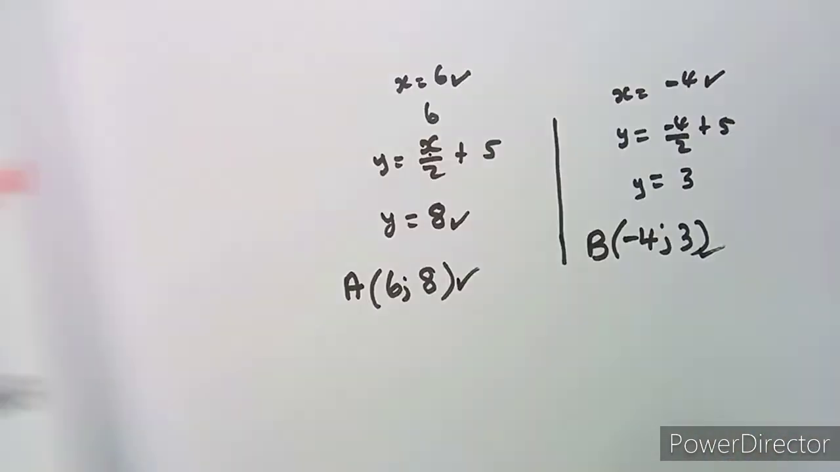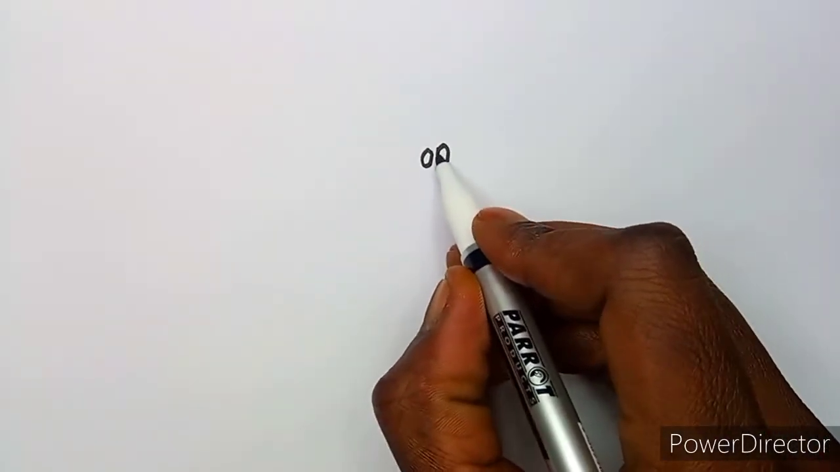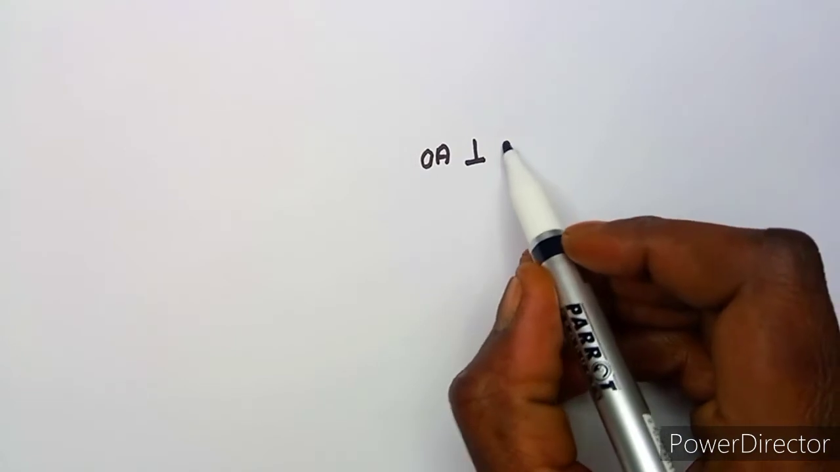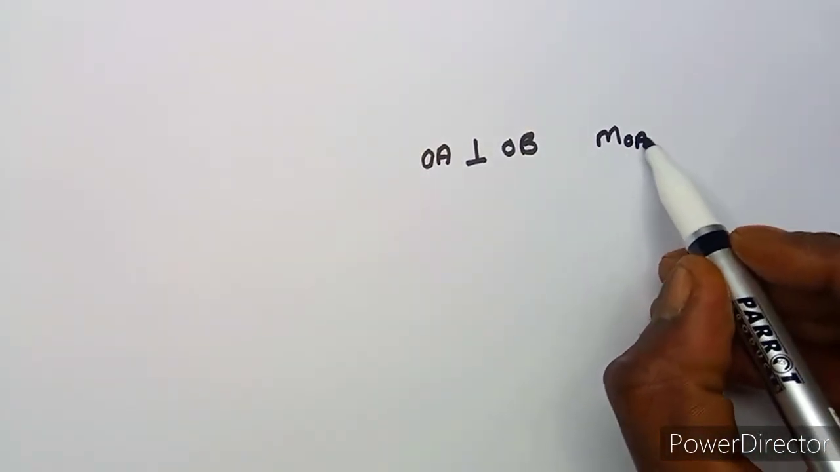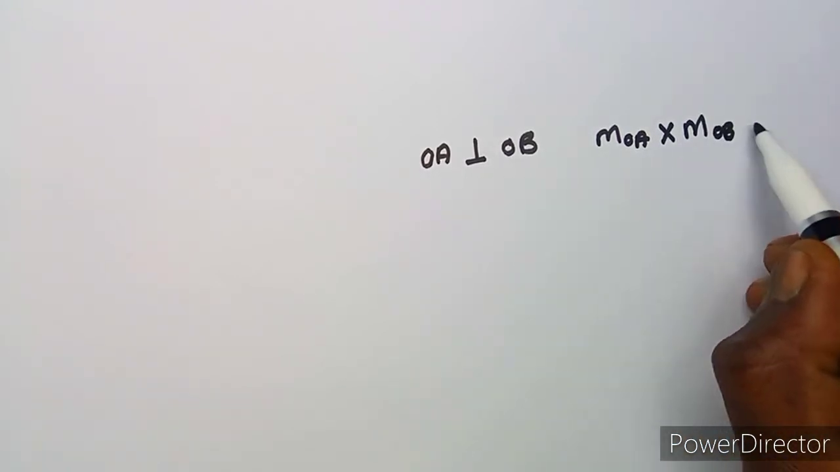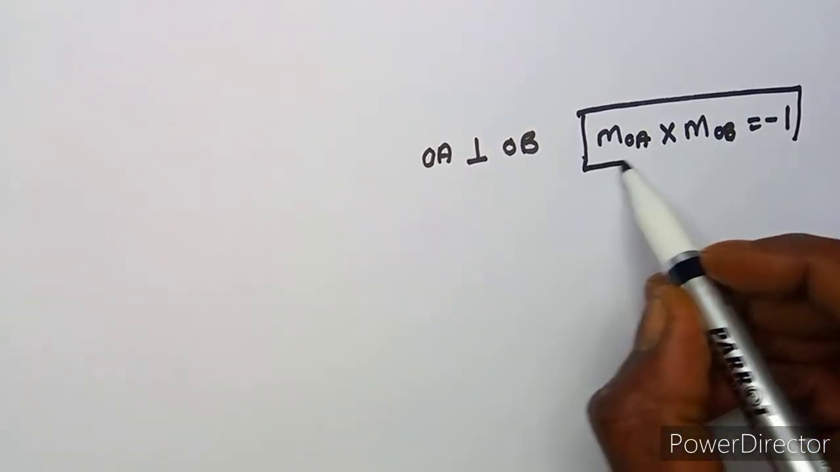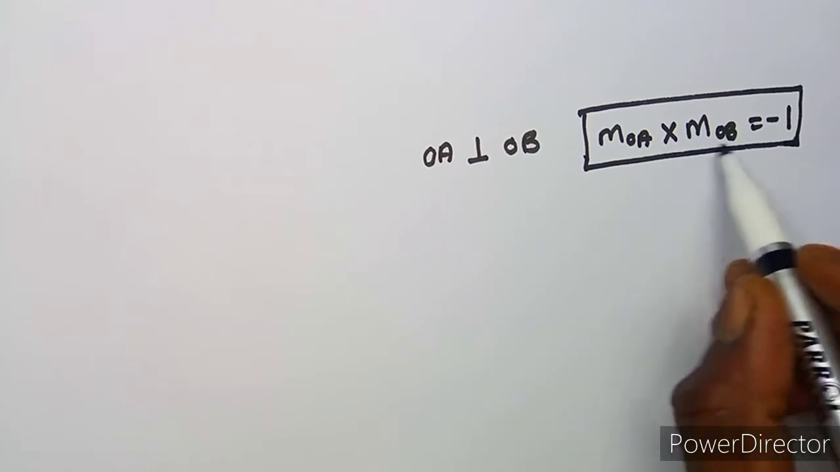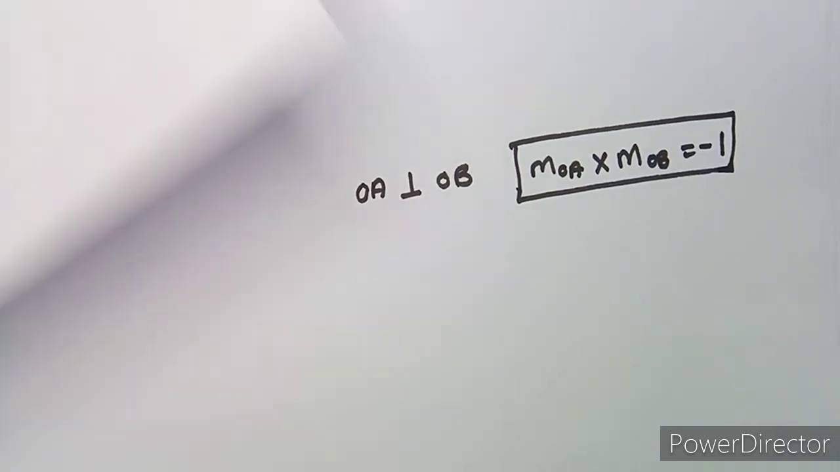So okay, from our notes, guys, that I showed you, if two lines are perpendicular, if OA is said to be perpendicular to OB, it means the product of the gradients of line OA and line OB should give us what? -1. So this is what we are supposed to prove. Once this is possible, then it means OA is perpendicular to OB.